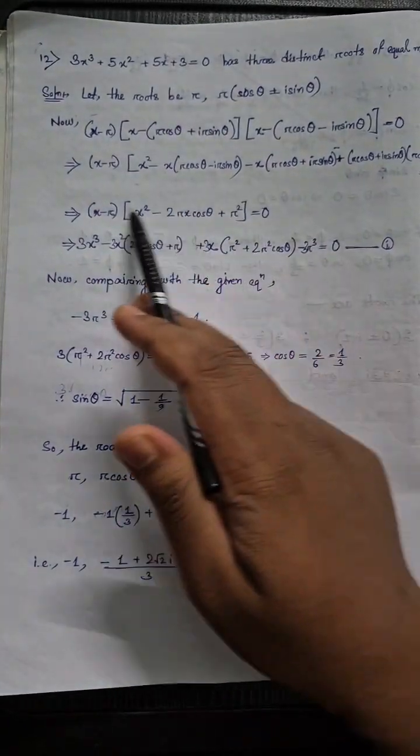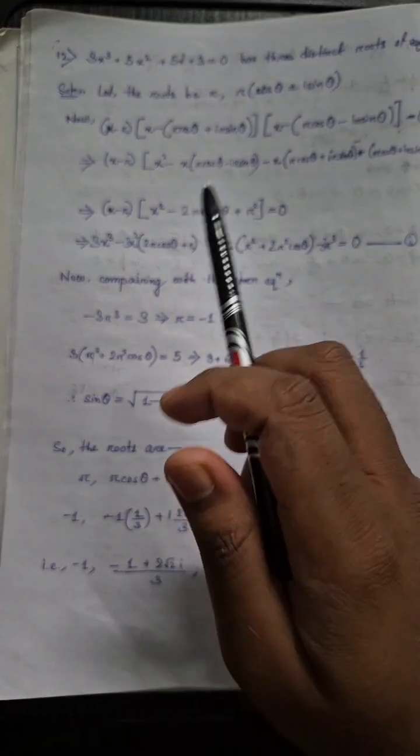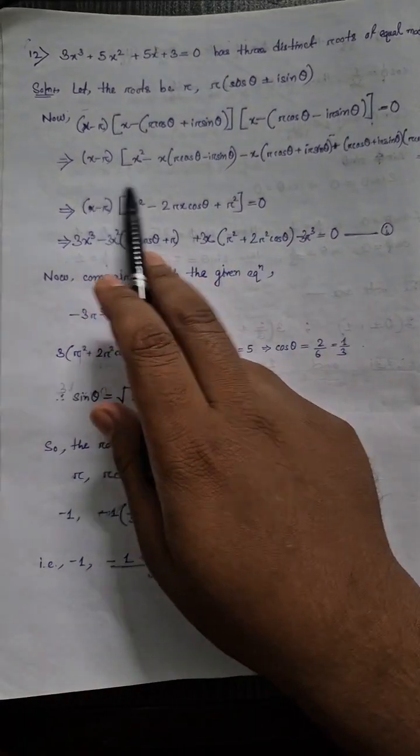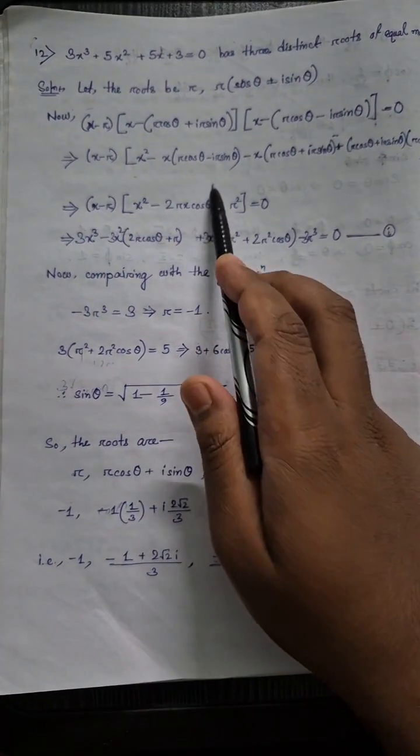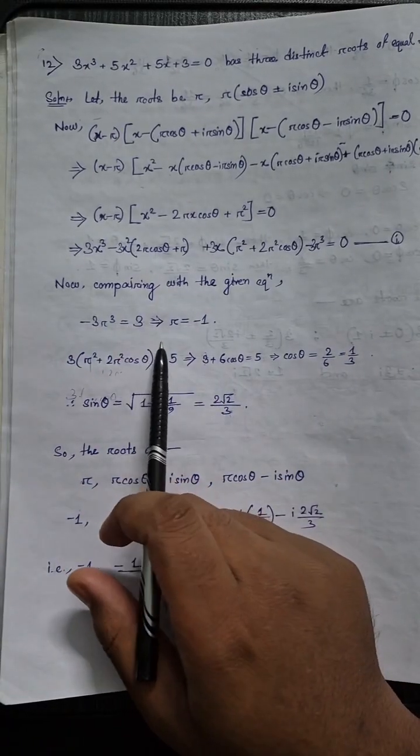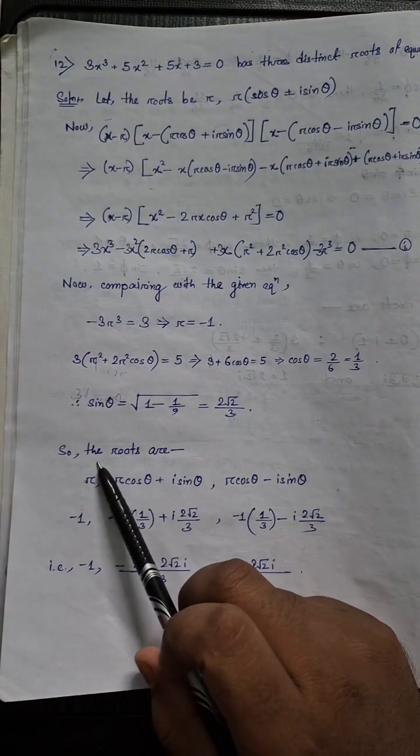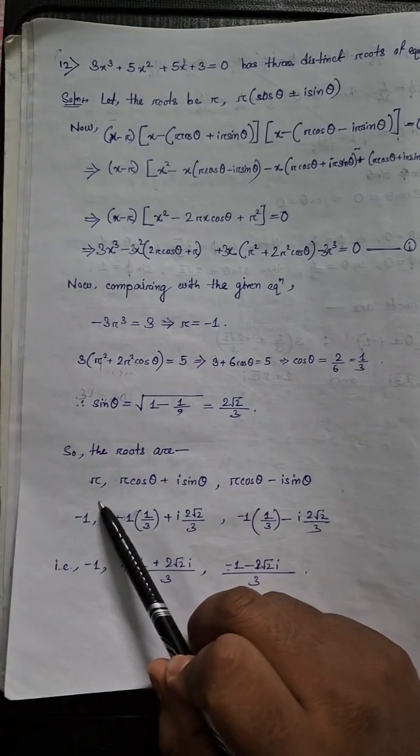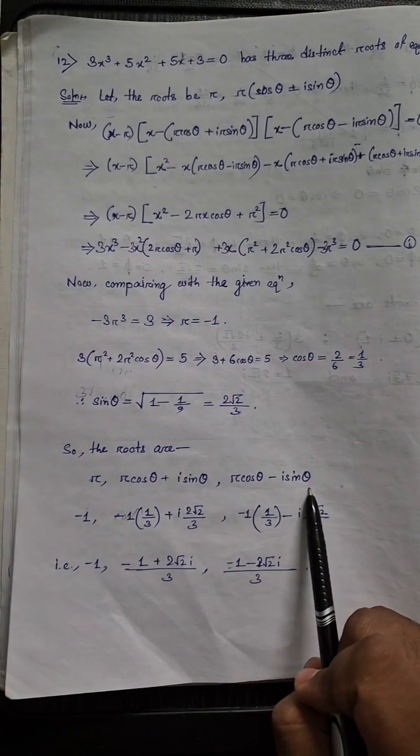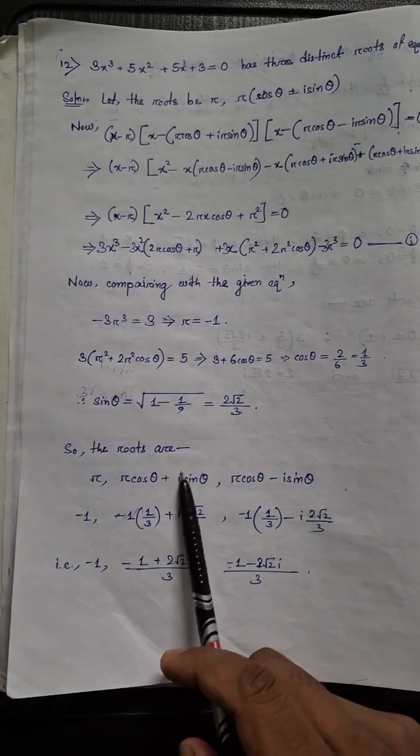So now, since they are the roots, we can write it like this: x minus r cos theta plus i r sin theta, and x minus r cos theta minus i r sin theta, and multiply this whole term, which is equal to 0. Then by solving this, we compare it with the given equation to get the values of r cos theta and r sin theta. From that we can find the roots: r cos theta plus i r sin theta and r cos theta minus i r sin theta. So by substituting the values of r cos theta and r sin theta, we get our required roots.